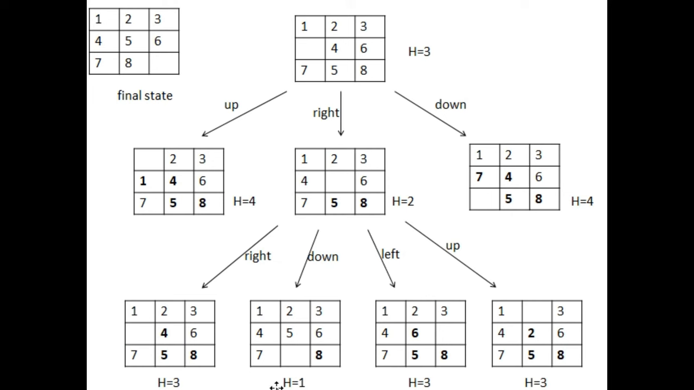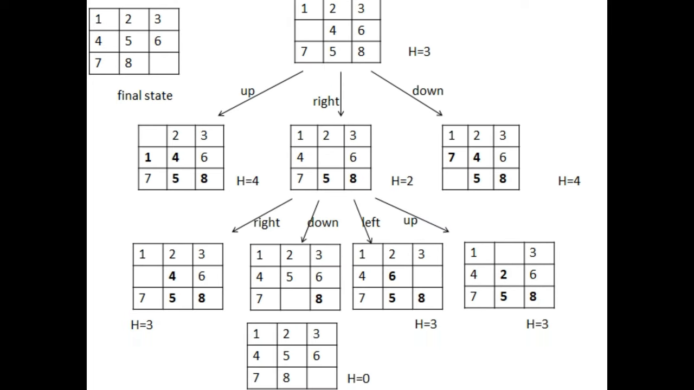After picking this node, I will apply the set of actions at this node, at this state. So just look at the next slide, what we did. As soon as I apply the set of actions, the left one, I will apply the action left. So 8 will move in this direction. And just look at this state, which is equivalent to our final state.